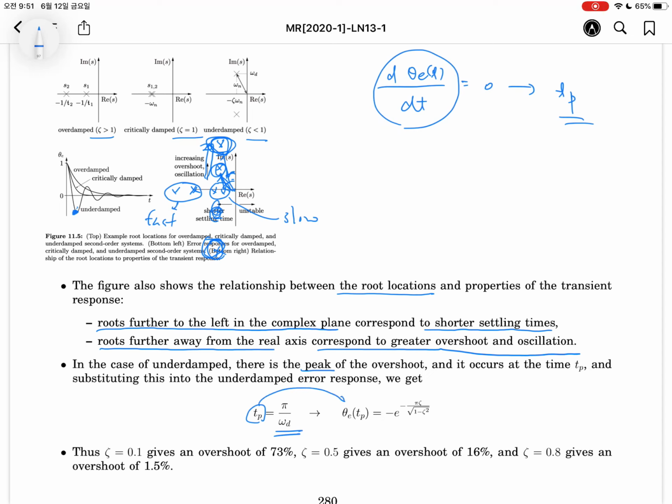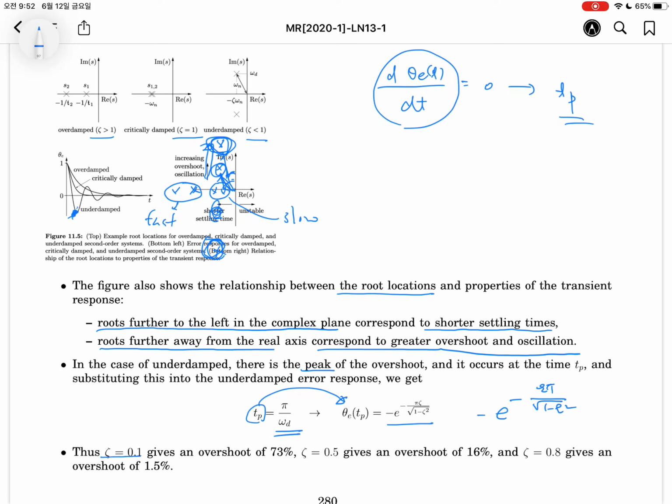Okay, if you apply dp to the theta e equation, then the result is very simple. It's just given as a function of zeta: minus e^(-zeta pi over the square root of 1 minus zeta squared). The maximum overshoot is only a function of zeta, as you can see in this equation.